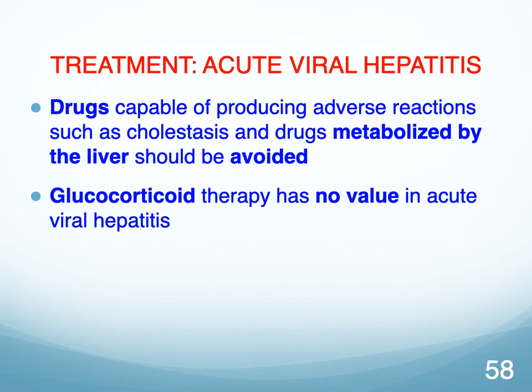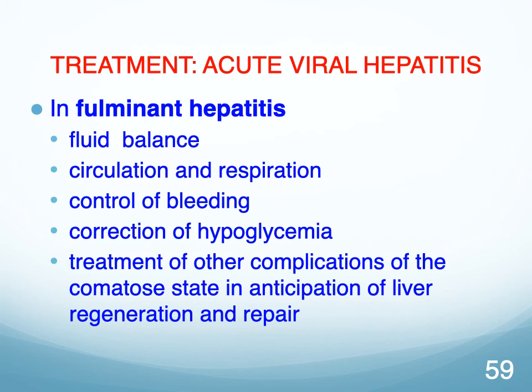Those drugs that are metabolized by the liver should be avoided in patients with hepatitis infection. And glucocorticoid doesn't have a role in acute viral hepatitis. It may play a role in other forms of hepatitis, like alcoholic hepatitis, but not viral hepatitis.